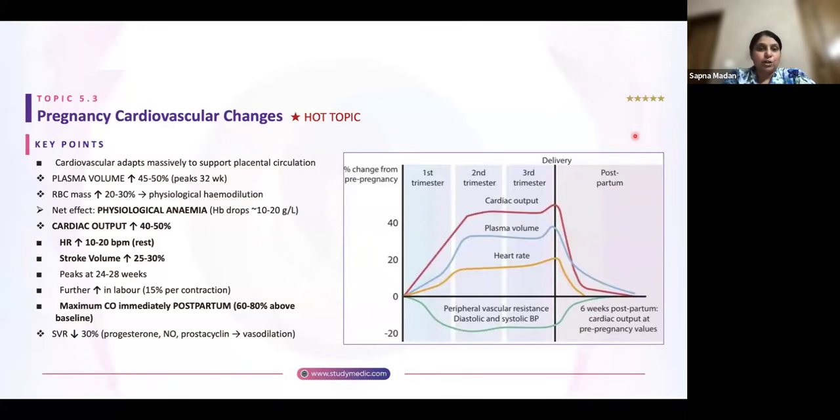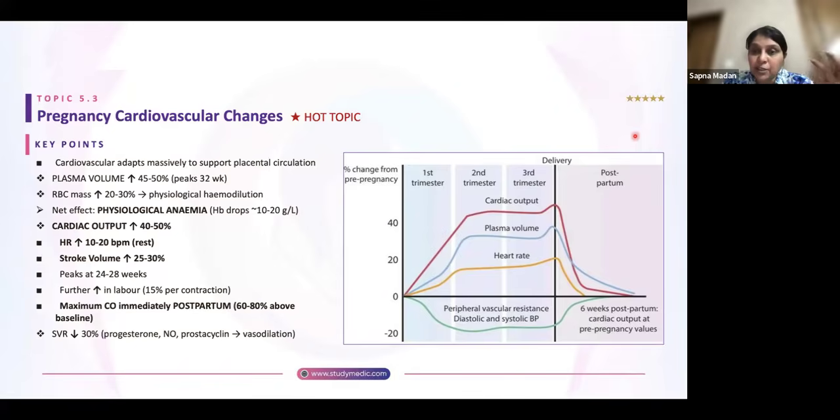The net effect is physiological anemia. The hemoglobin will drop around 10 to 20 grams per liter. Please understand this is grams per liter, not milligrams per deciliter. Cardiac output increases by 40 to 50%. The heart rate increases 10 to 20 beats per minute at rest. Stroke volume will increase by 25 to 30%. It will peak at 24 to 28 weeks.